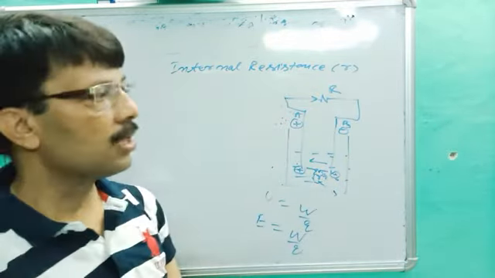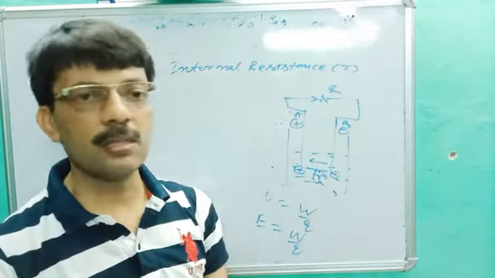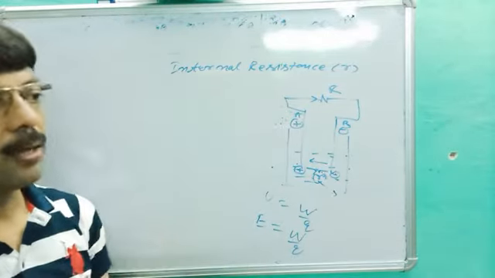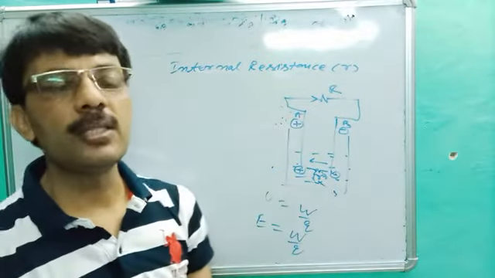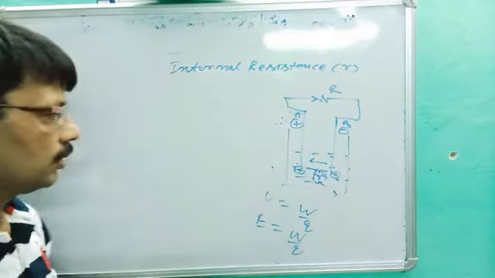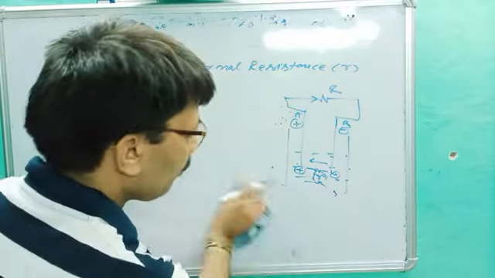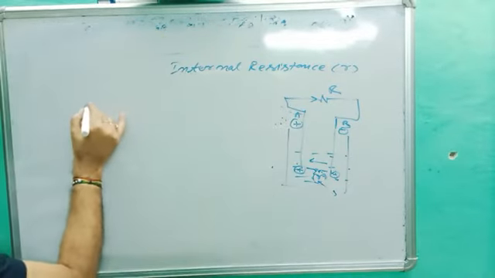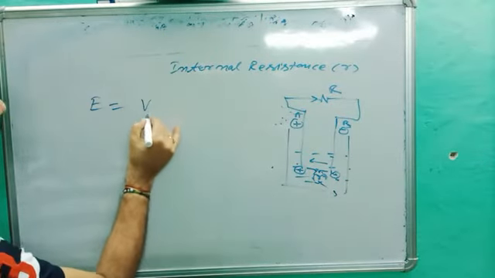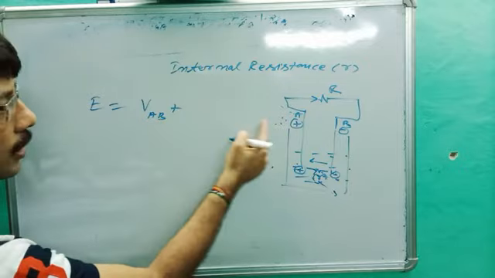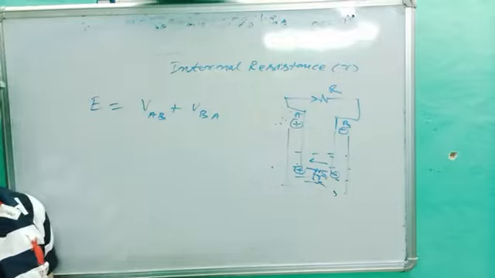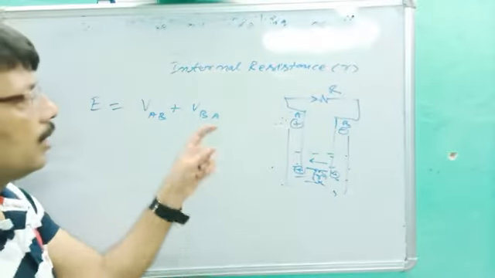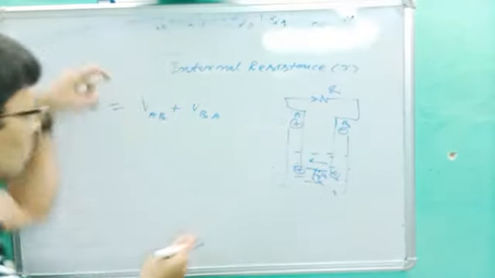So what is the internal resistance? The total resistance offered by the electrolyte when current is drawn from negative to positive is called internal resistance. Okay, so how can we find the total EMF? Total EMF E is equal to VAB plus VBA. Very easy. VAB plus VBA, A to B plus B to A, that is called EMF, capital E.